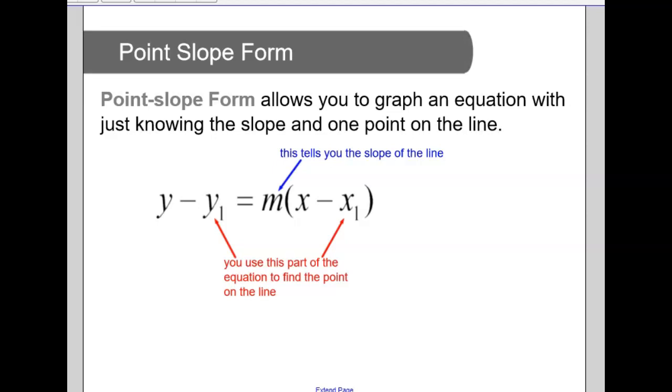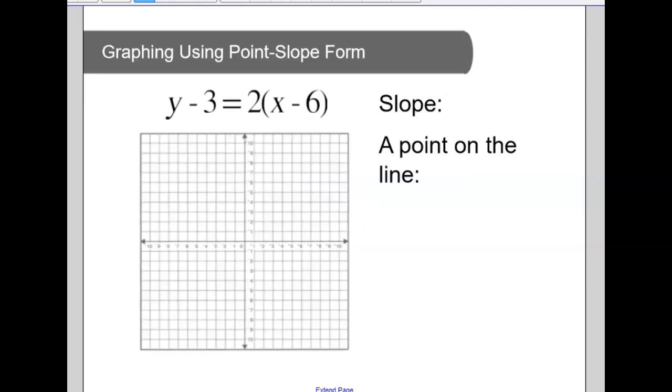So here's our equation in point-slope form, right? It lets us graph an equation if we just know the slope and one point on the line. The m, the number before the parentheses, represents the slope, and then our coordinates for the problem are going to be here, the x1 and the y1. So let's look at an example.